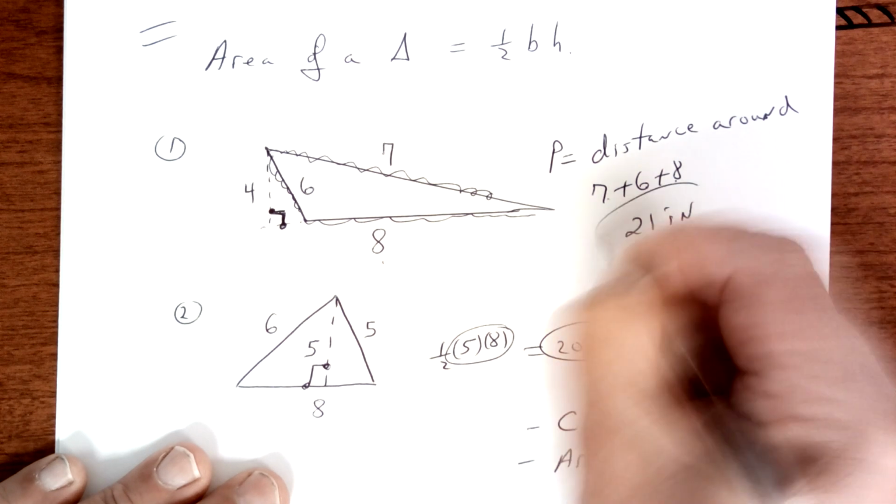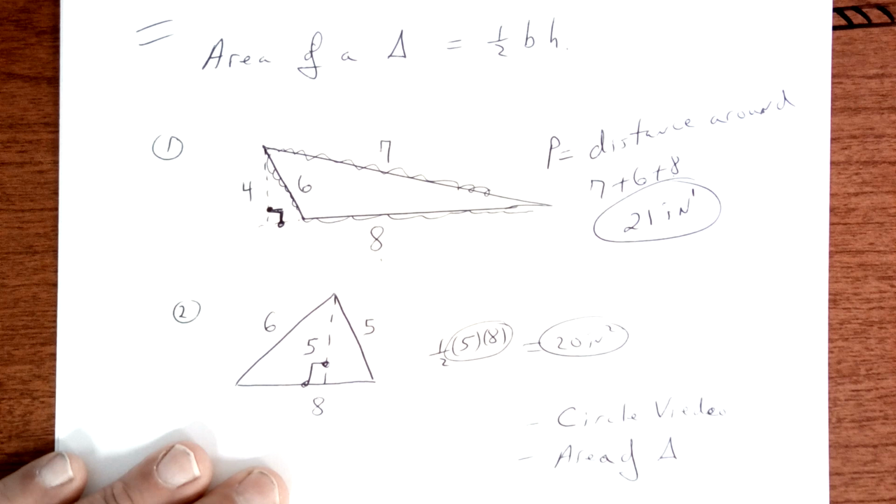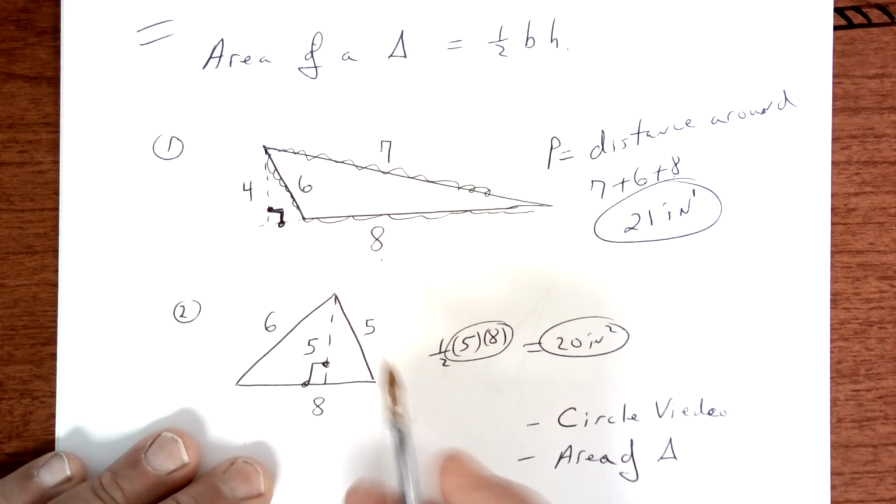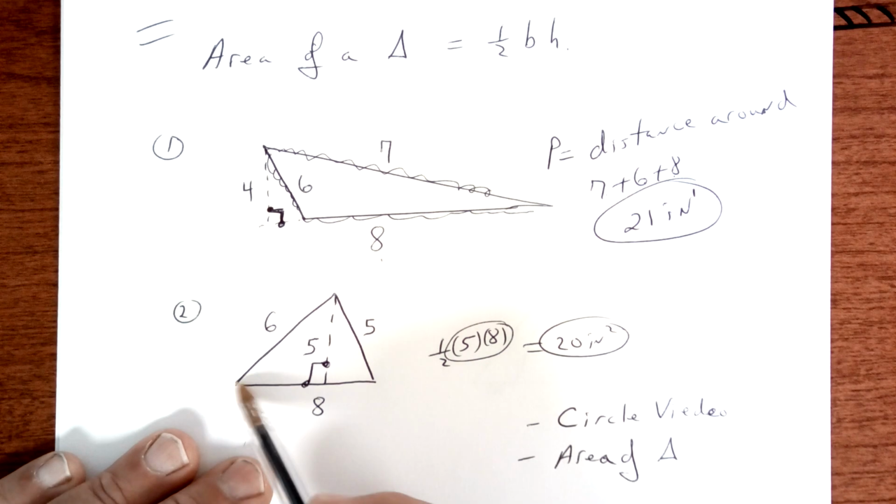Perimeter is one dimension. Okay? On this one, perimeter would be around it. Now this is the height. You don't count that. So it's 6, 8, and 5.